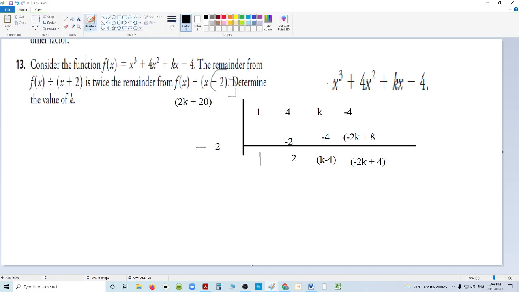Now read this. This remainder here, which is that, is twice the remainder of this. Determine the value of k. Okay. So rewritten, this is equal to 2 times this remainder. Okay, expand the right side.